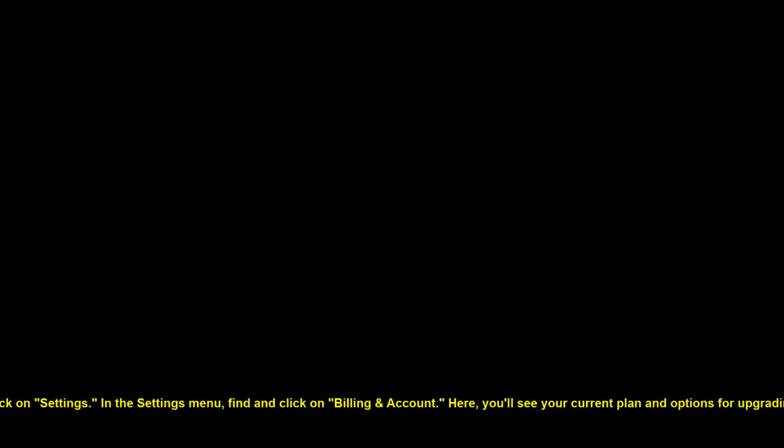Navigate to the home menu on the left side of the screen. Click on Settings. In the Settings menu, find and click on Billing and Account. Here, you'll see your current plan and to view available plans, click on Change Plan.